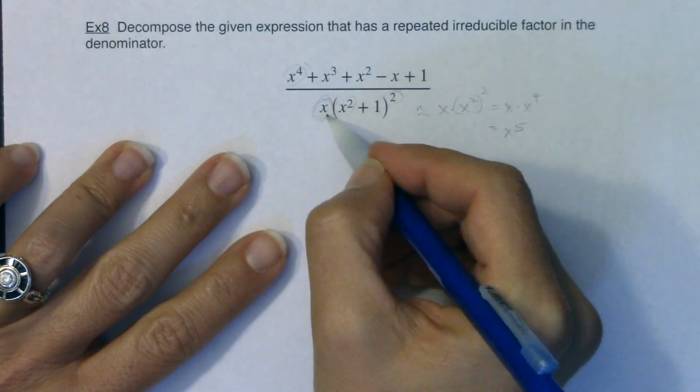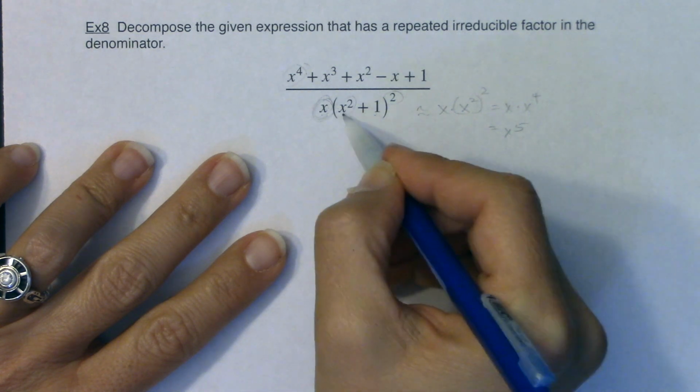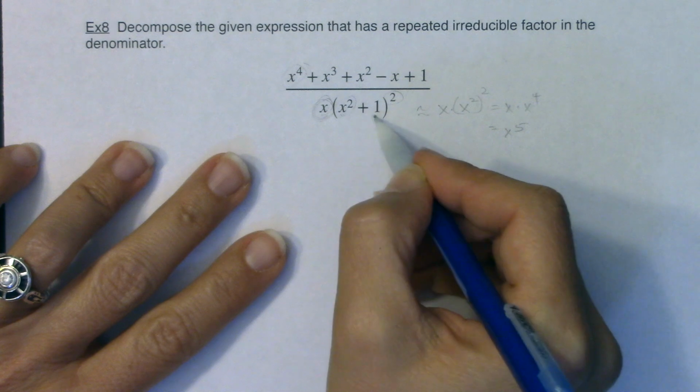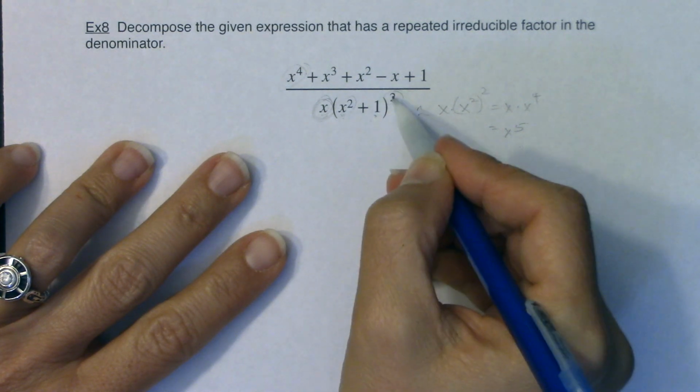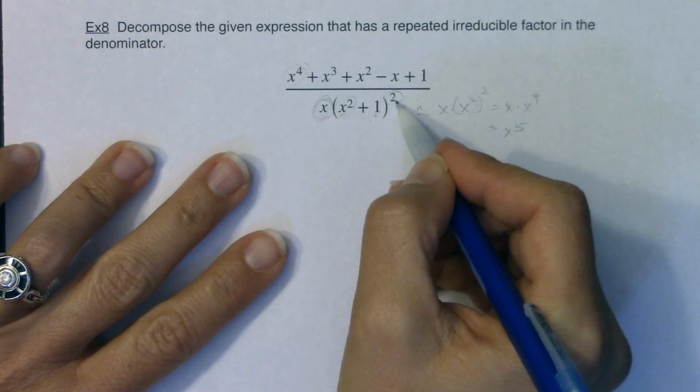I can see I have a linear factor here. I have an irreducible quadratic factor because x squared plus 1 is a sum of squares. All right, and then on top of it, that irreducible quadratic factor is repeated.